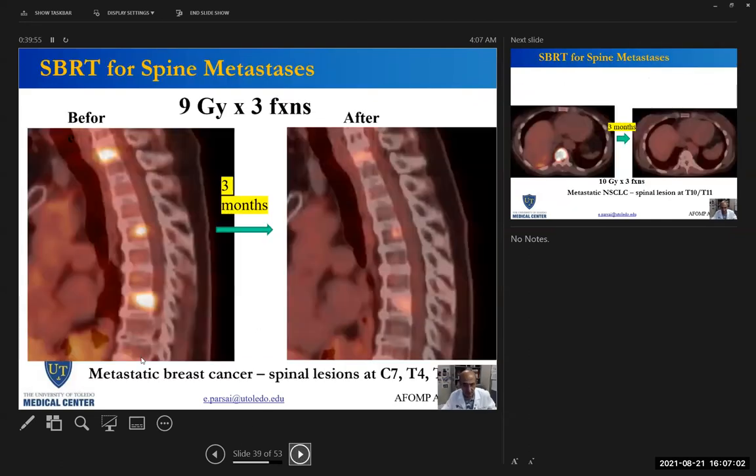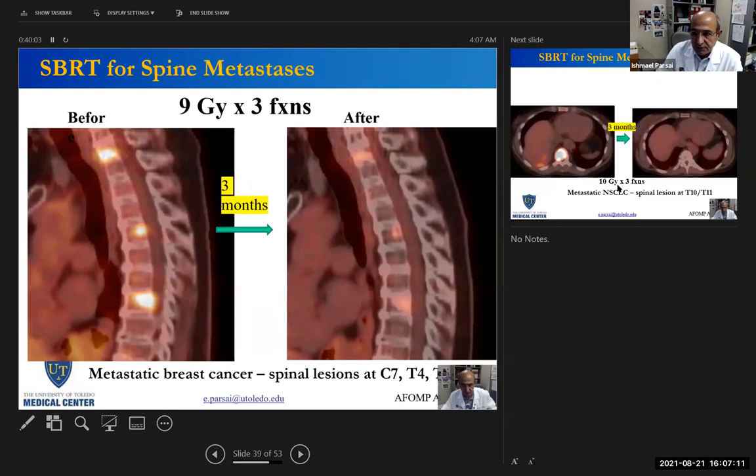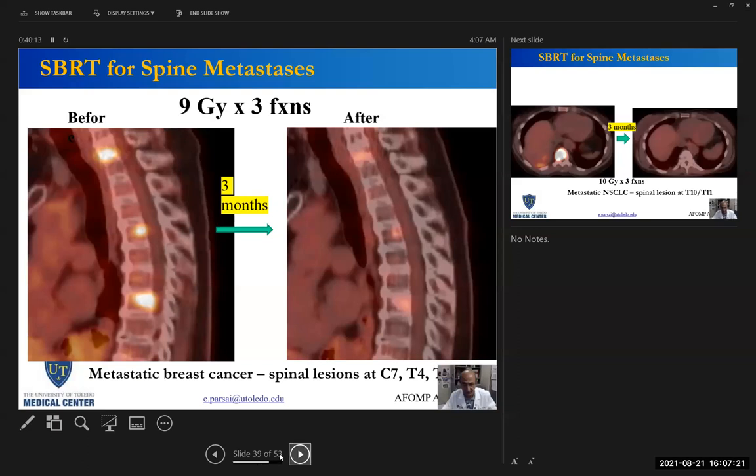Professor Parsai, your time is nearly over. You still have 20 slides. And these are metastatic from breast cancer. Why don't I stop here? You can go ahead for 5 more minutes to complete your presentation. Okay, stop here.